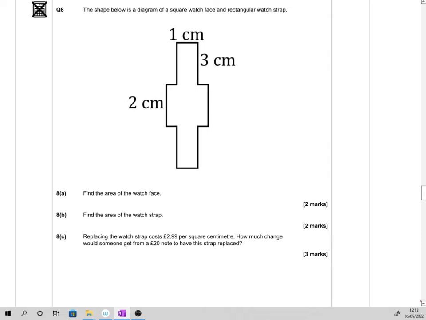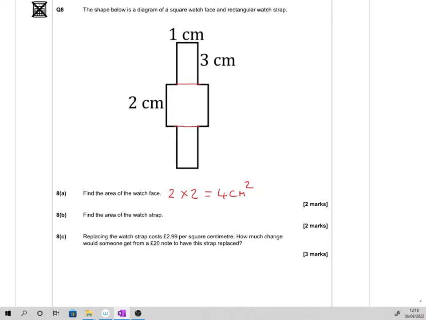So we've got some kind of thing. Find the area of the watch face. So the watch face is that bit, yeah? Below is a diagram of a square watch face. Oh, so the square watch face is 2 times 2, which equals 4 centimeters squared.